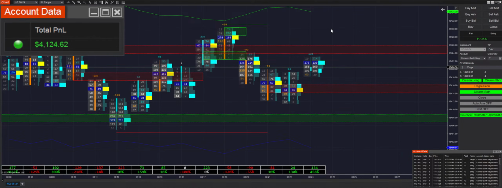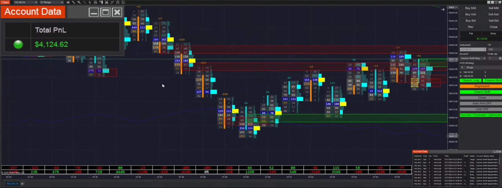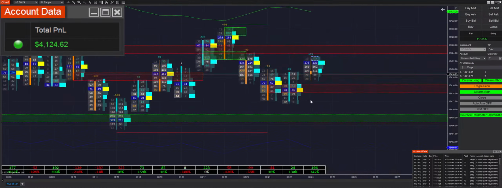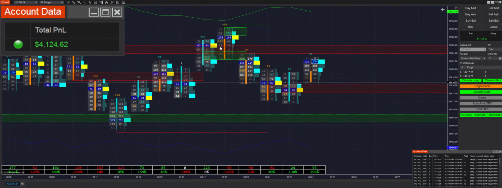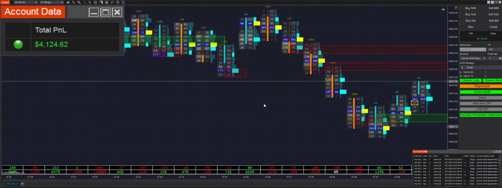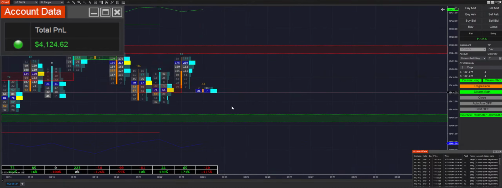Very range bound day today here. We've almost stayed within this exact same range all the way since 7:45. So it's pretty easy. We don't really have any switches that we've had to make. And even that one trend switch was unnecessary. We just got a little bit gritty there, but pretty easy day to trade today.